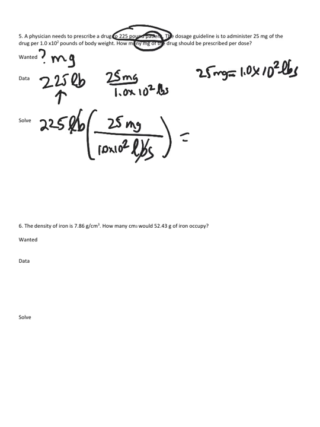Pounds divided by pounds. We wind up with 56.25 milligrams. 3 sig figs, 2 sig figs. Our answer should only have 2 sig figs. So 56 milligrams.